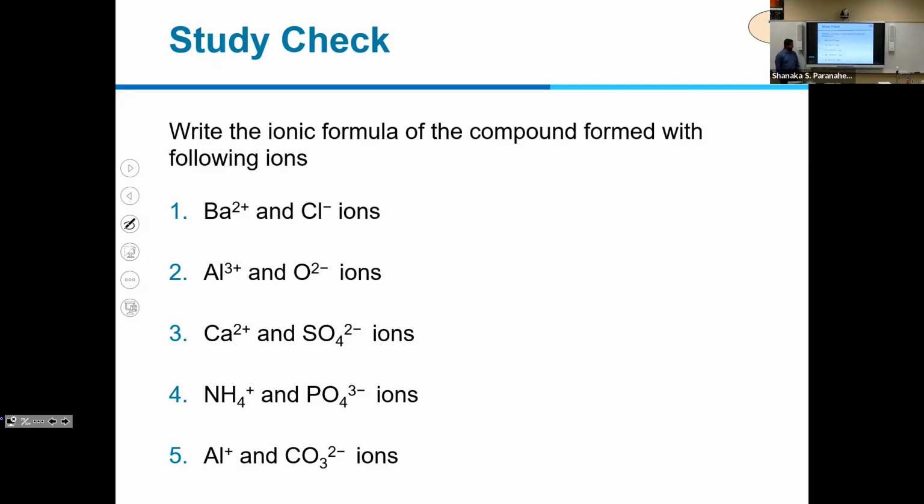You can write the formula and name. Write the ionic formula of the compound formed with the following. So you can write the formula and then name it. So you can practice both. Write the formula and name it.